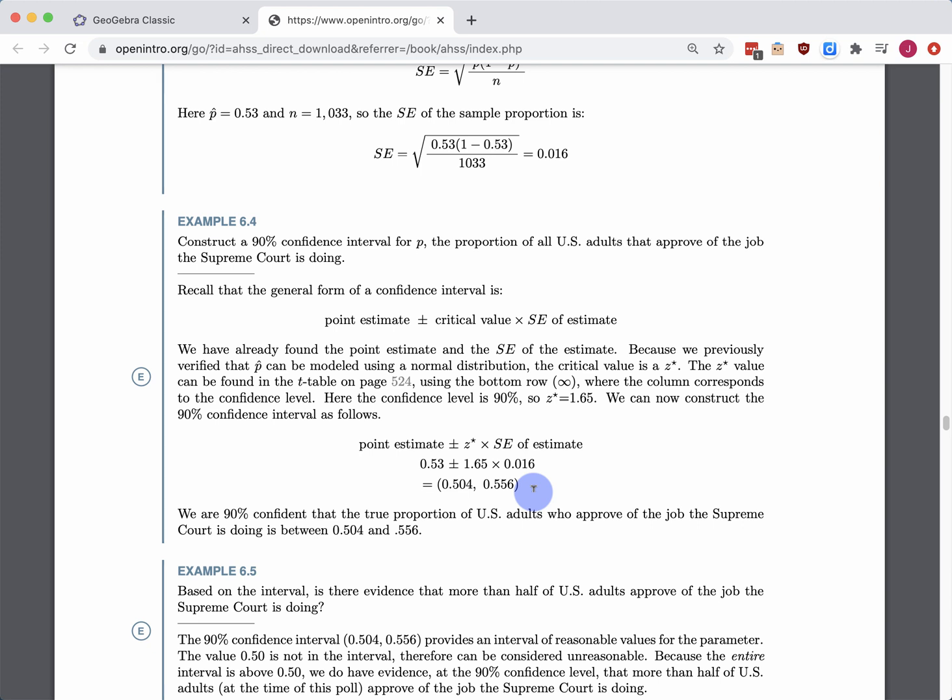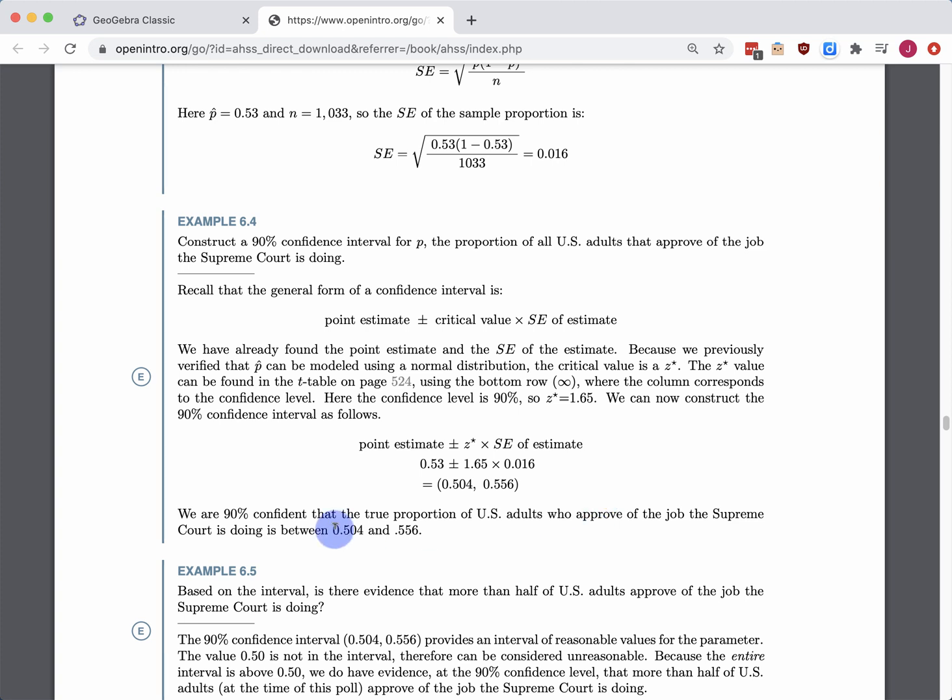So then to actually get your confidence interval, first you multiply z times the standard error, get an answer, and then subtract that number from 0.53, there's your lower bound, add that number to 0.53, there's your upper bound. So the way we interpret this interval is we are 90% confident that the true proportion of U.S. adults who approve of the job the Supreme Court is doing is between 0.504 and 0.556.